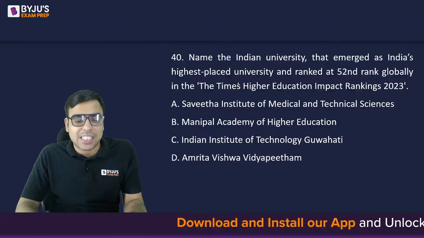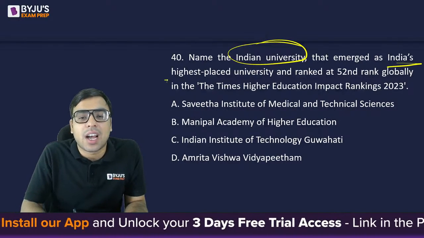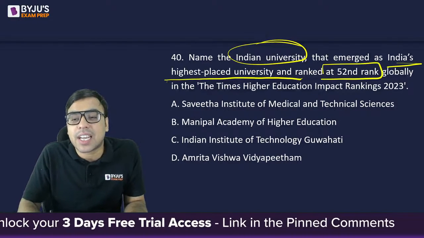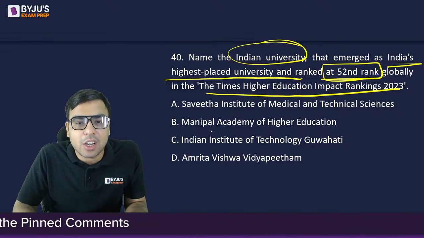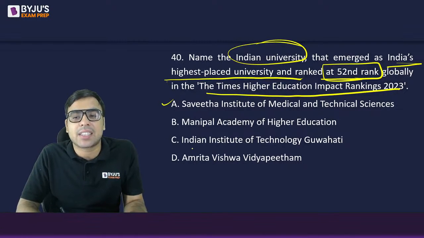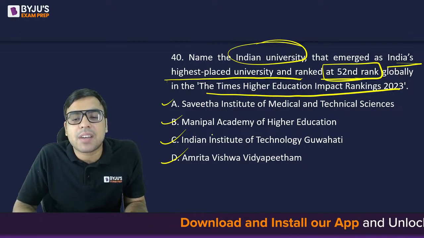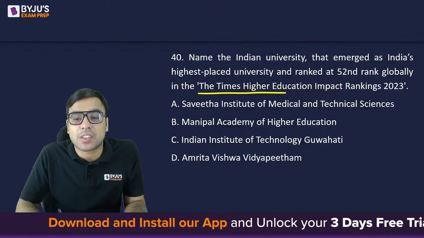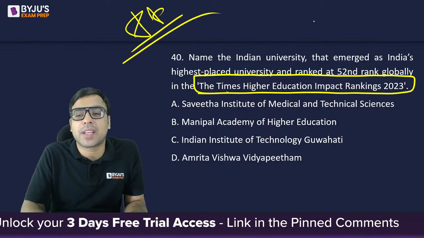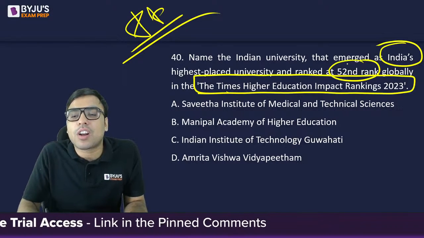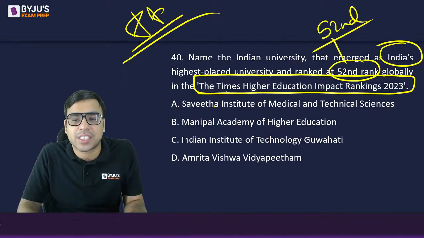ठीक है. The next one is question 40. Name the Indian university that emerged as India's highest placed university and ranked 42nd globally in Times Higher Education Impact Ranking 2023. Your options are Saveetha Institute of Medical and Technical Sciences, Manipal Academy of Higher Education, IIT Guwahati, अमृता विश्व विद्यापीठम. What is the right answer to this question? ये भी इंपॉर्टेंट है, ठीक है. इंडिया किस में हाईएस्ट प्लेस्ड है?